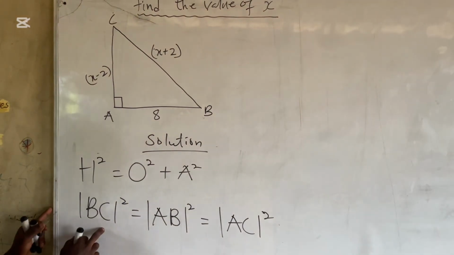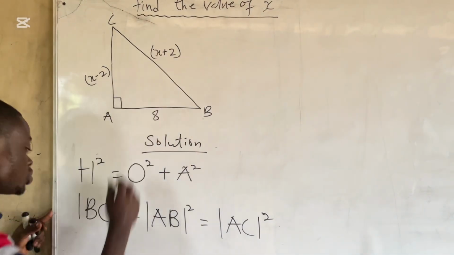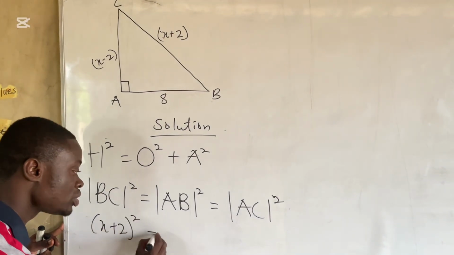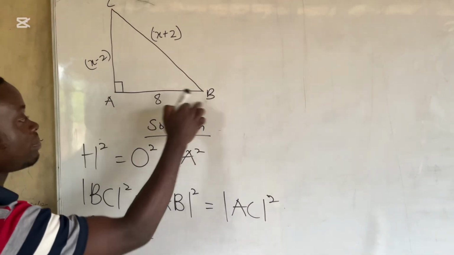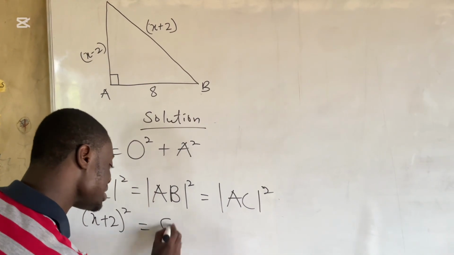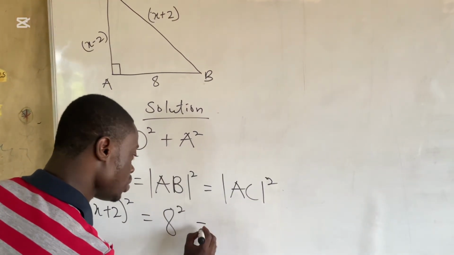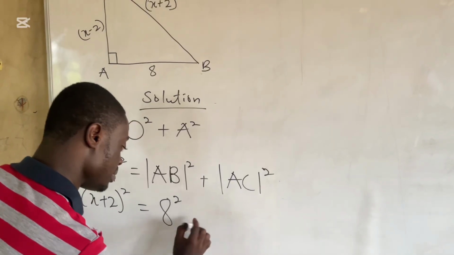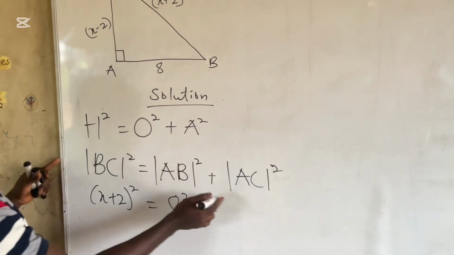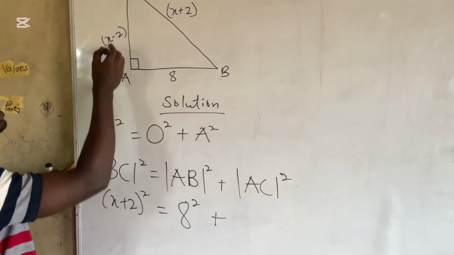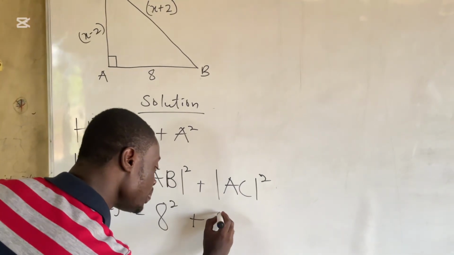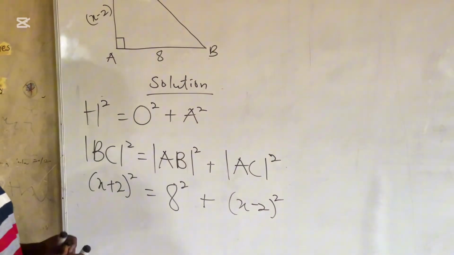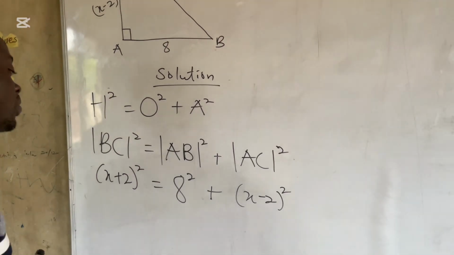Okay, so let's substitute the information here into this formula and find the value of x. So line BC squared. So line BC is x plus 2. So let's replace it. x plus 2 all squared to be equal to line AB. So line AB is 8. So that gives us 8 squared to be equal to plus line AC. So line AC is x minus 2. So plus x minus 2 all squared. Now let's simplify it and find the value of x.